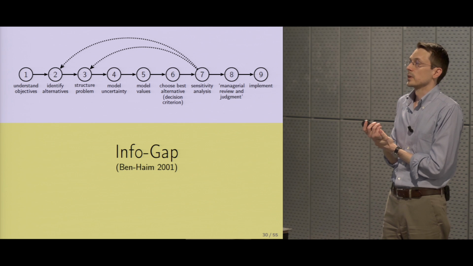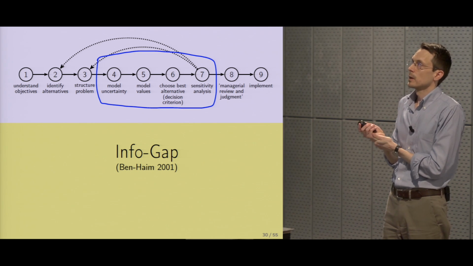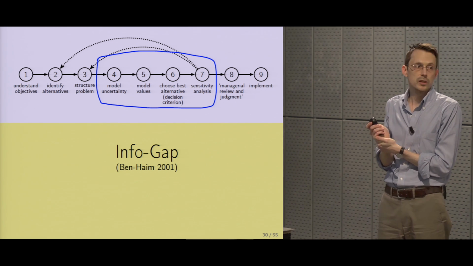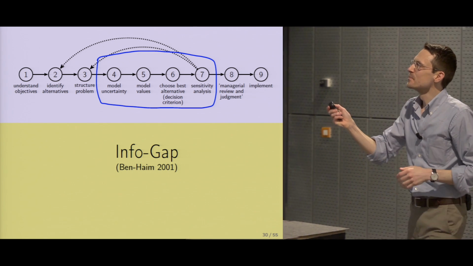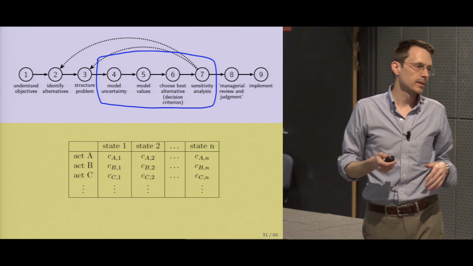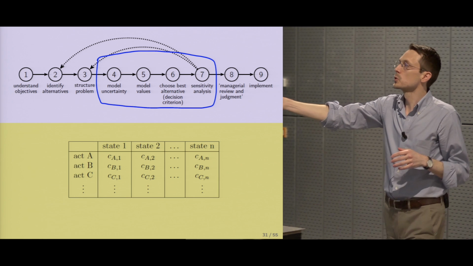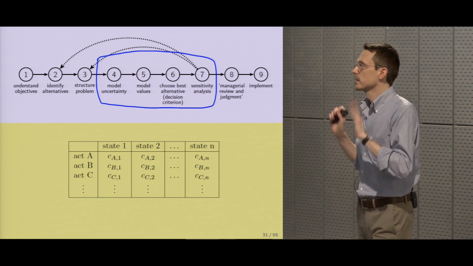Okay, infogap. As I see it, infogap covers these parts of the decision analysis flowchart. It's like the previous ones, it's assuming a state consequence matrix or something equivalent to it, although usually it's not discrete states, but there is a continuous state space.